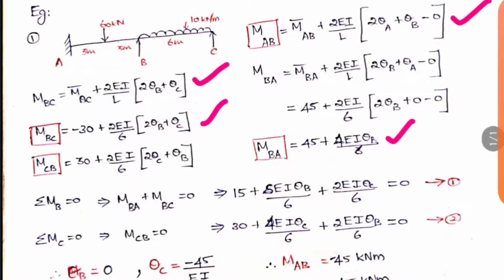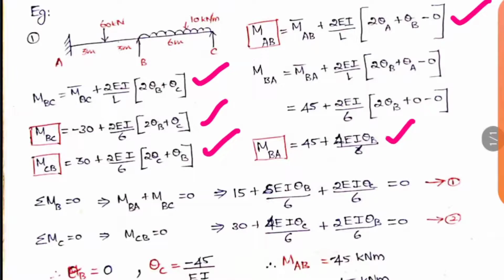And then come to the fourth one, that is MCB. Here it is a similar thing, so you can write it directly: 30 plus 2 EI by L, 2 theta C plus theta B. Okay, so now we have four formulas for the moments at AB, BA, BC and CB. But in all four we have an unknown, so we can't solve it directly.